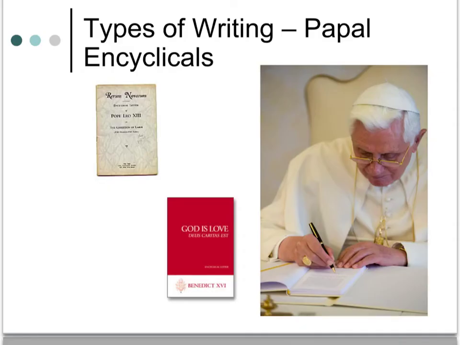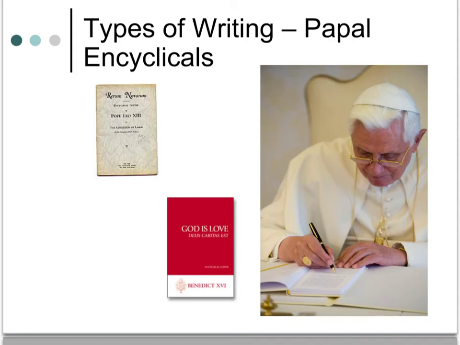The fourth type of writing we're going to look at are called papal encyclicals. An encyclical is just a fancy schmancy word that means letter. And a papal encyclical means a letter from the Pope. These letters are usually addressed to all church members. Not every single letter that the Pope writes is considered an encyclical. So for instance, if the Pope is writing to his best friend from college to wish him a Merry Christmas, that's not considered an encyclical. An encyclical is really a teaching letter from the Pope. And these letters can address a variety of topics.